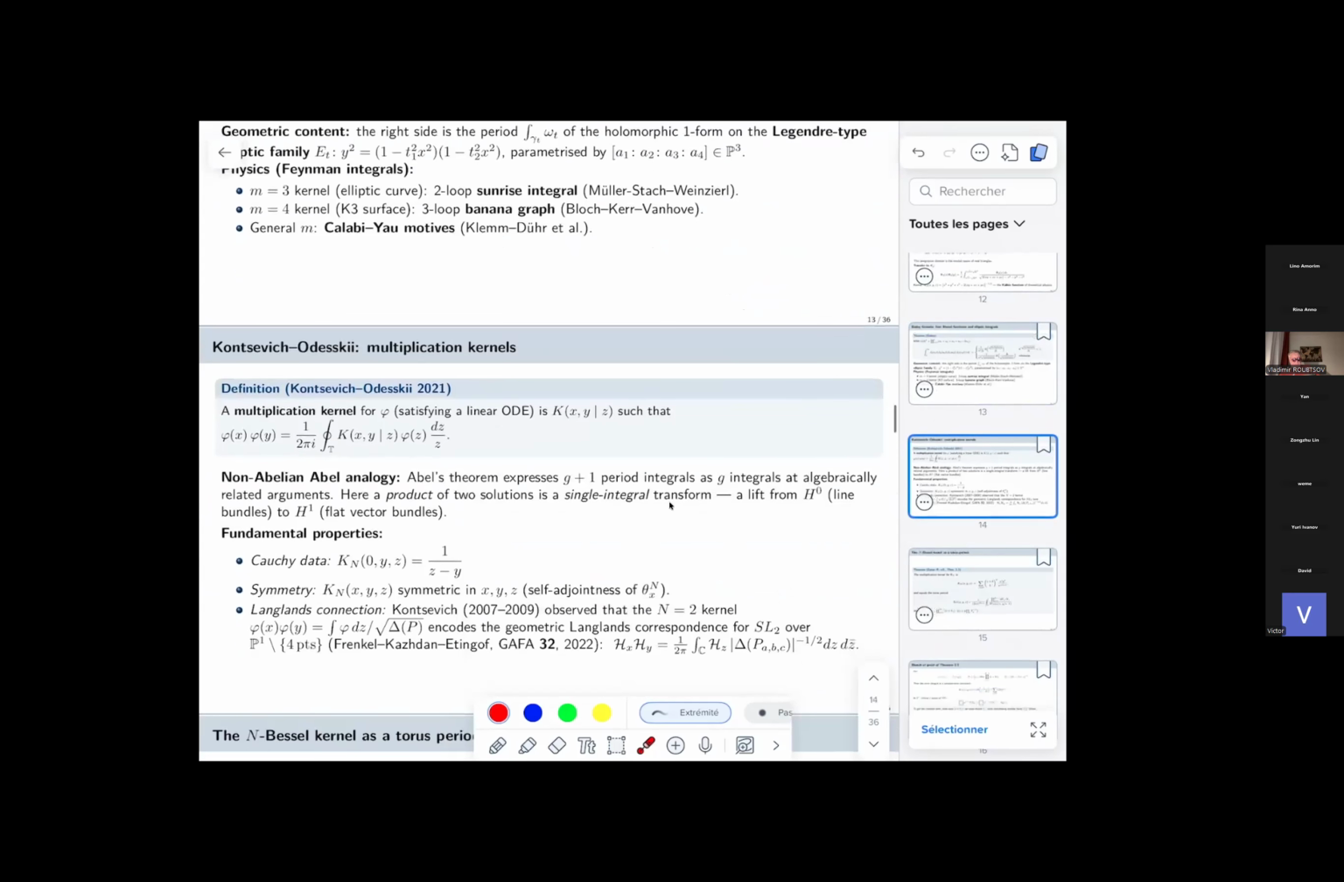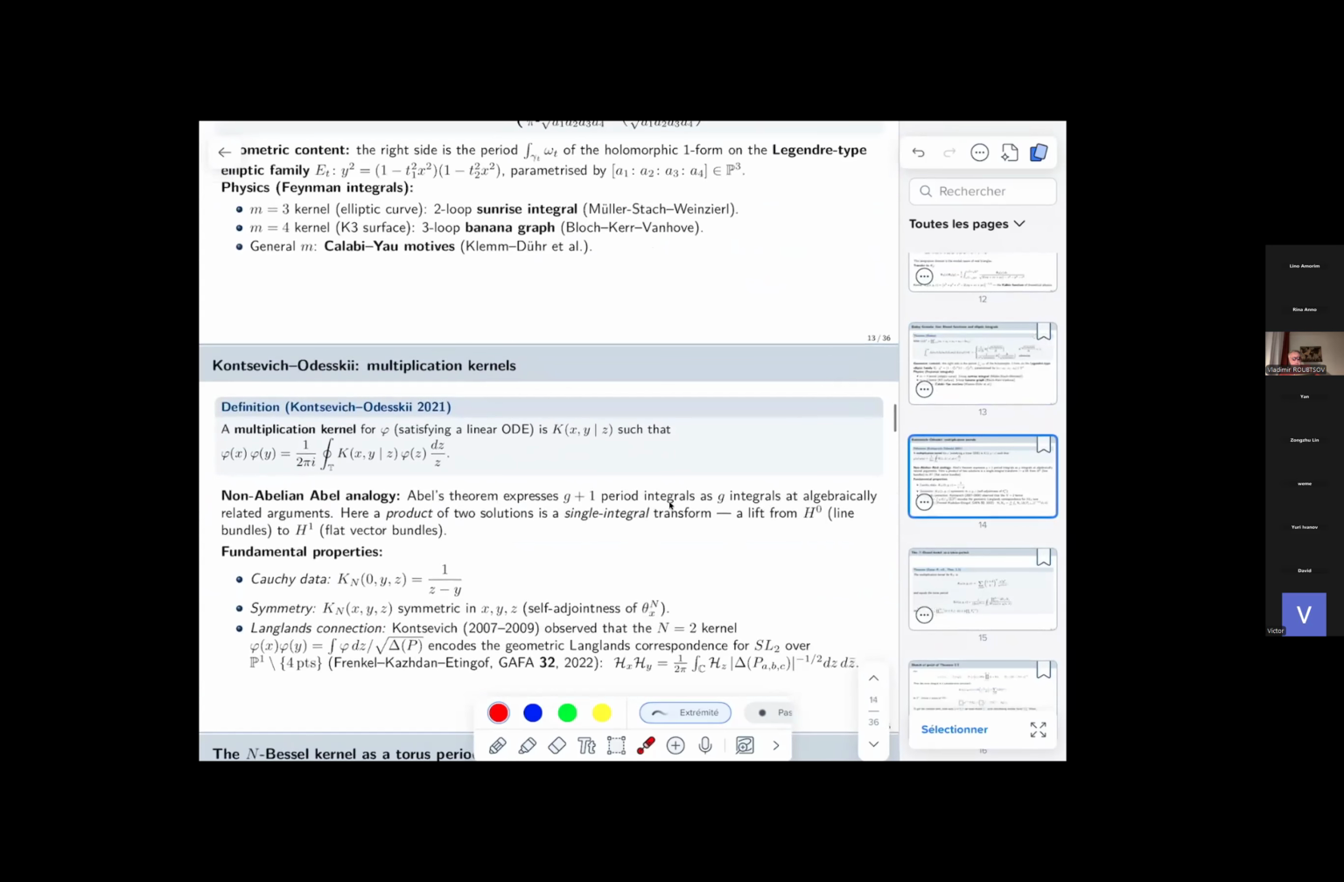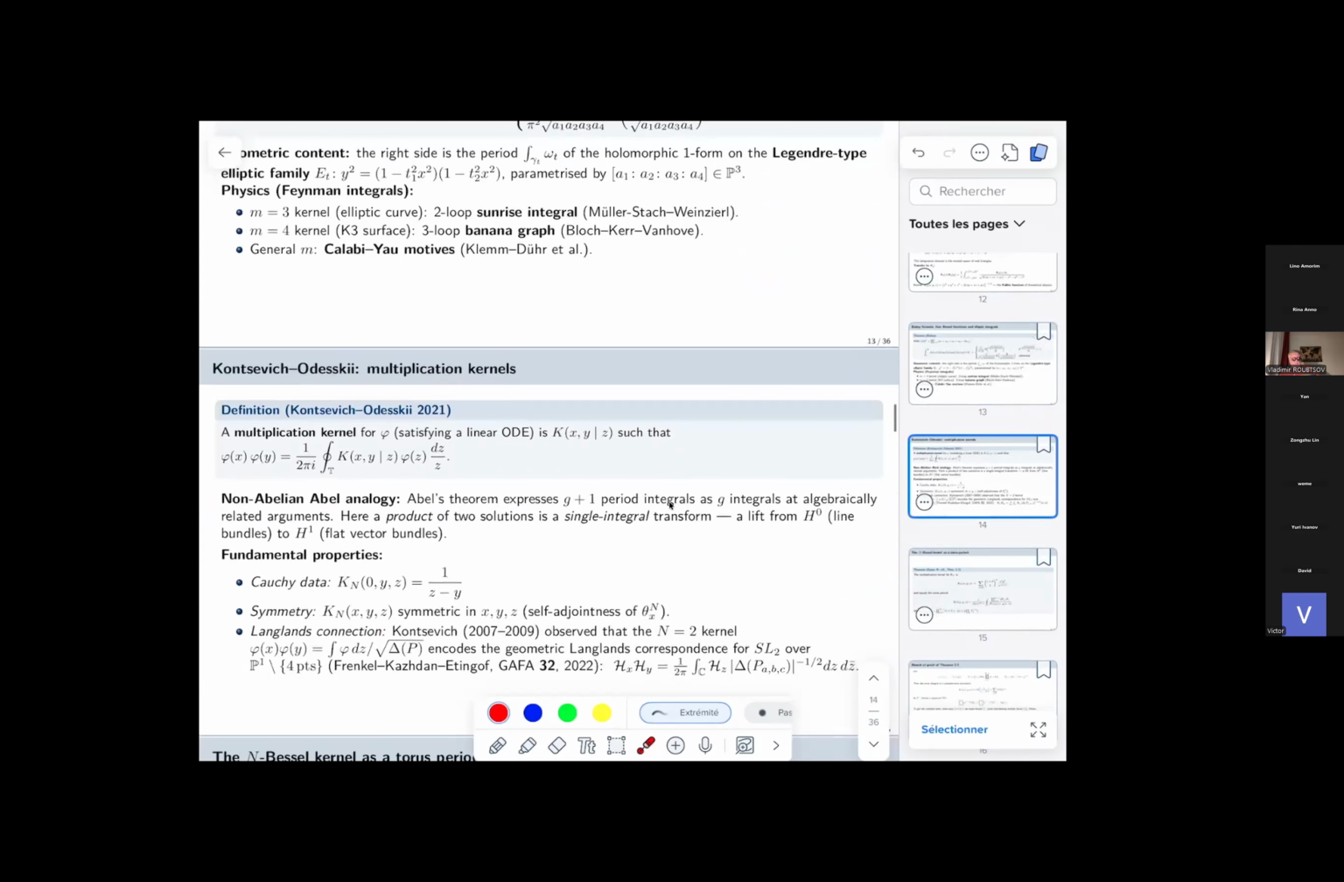There is a mixed Hodge structure behind Feynman integrals, and Sasha Goncharov told me that they are even able to compute the answer just from the fact that there is a mixed Hodge structure, so you can decompose the motive into some sum of simpler motives and so on. But what's the role of multiplication kernels in this? Sometimes multiplication kernels also give you some information about the variation of Hodge structure, and I will speak about this as well.